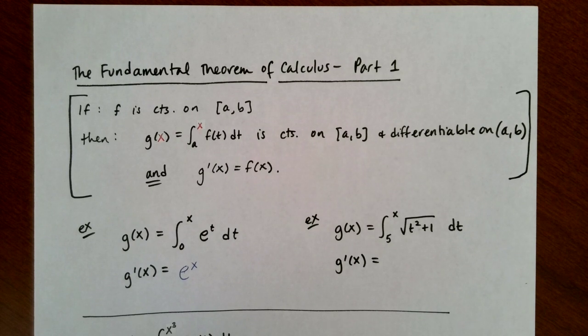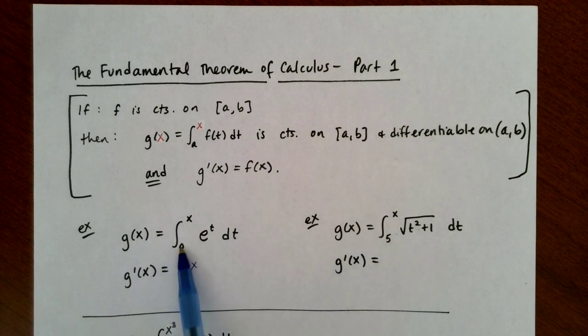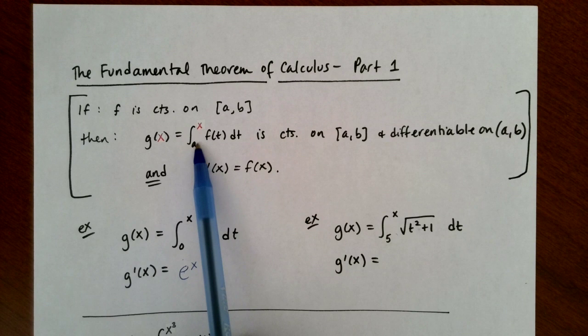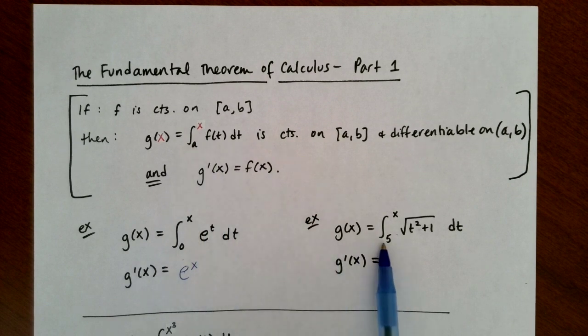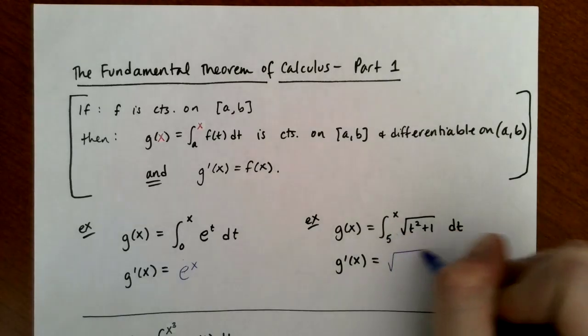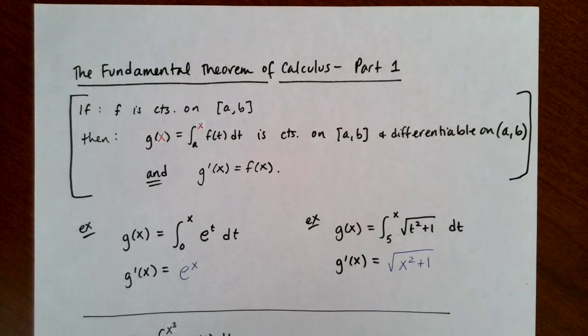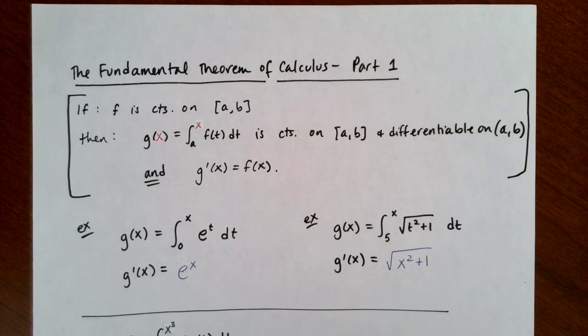Same thing with this second one. It doesn't really matter that the definite integral starts at 5 and this one started at 0. It really doesn't matter what that number a is right there. It's all about the rate of change of this function. So again, we're going to take this integrand formula and just put an x in as its variable. So here my derivative is the square root of x squared plus 1. Okay, so these are two straightforward uses of the theorem.